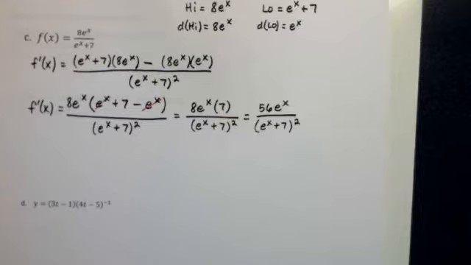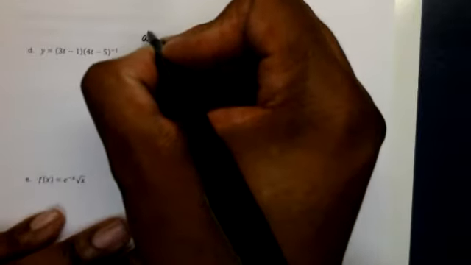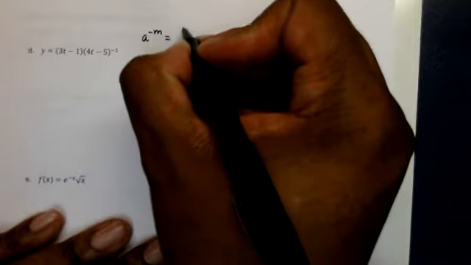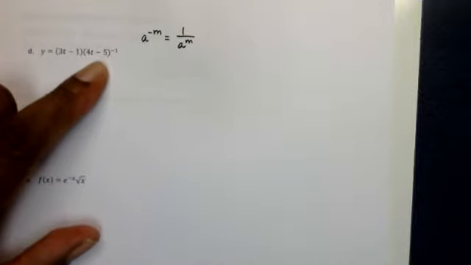Now take a look at part D. Let's say we got y is equal to 3x minus 1 times 4x plus 5, that quantity raised to the negative 1 power. Now I'm going to rewrite this using the fact that a to the negative m power will always be 1 over a to the positive m power. So with negative exponents, we can write that as 1 over the base raised to the positive exponent. I'm going to use that with this right here, that 4t minus 5 to the negative 1 power.